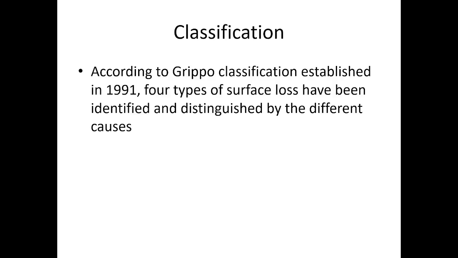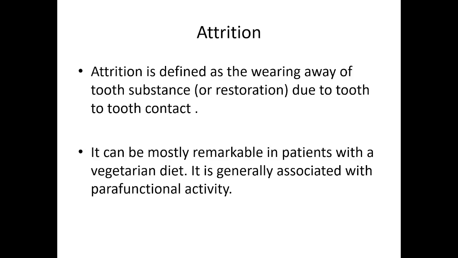As for the classification, according to the Grippo classification established in 1991, four types of surface tooth loss have been identified and distinguished by their different causes. First, attrition. Attrition is defined as the wearing away of the tooth substance or restoration due to tooth-to-tooth contact. It can be mostly remarkable in patients with a vegetarian diet. It's generally associated with parafunctional activity.